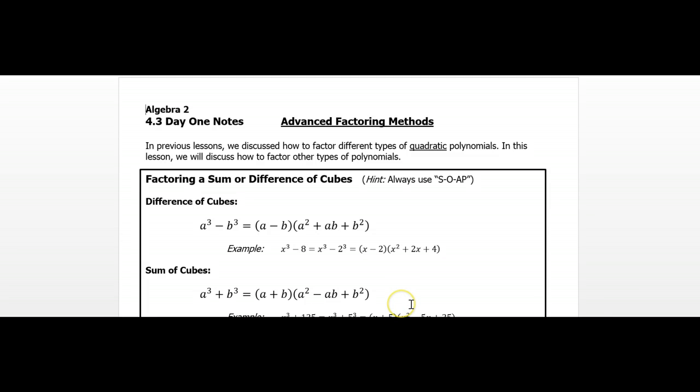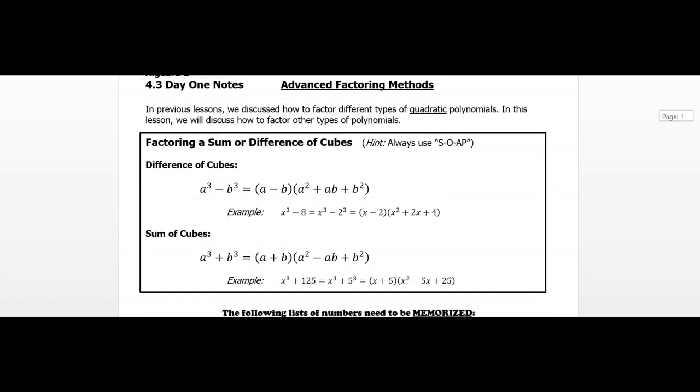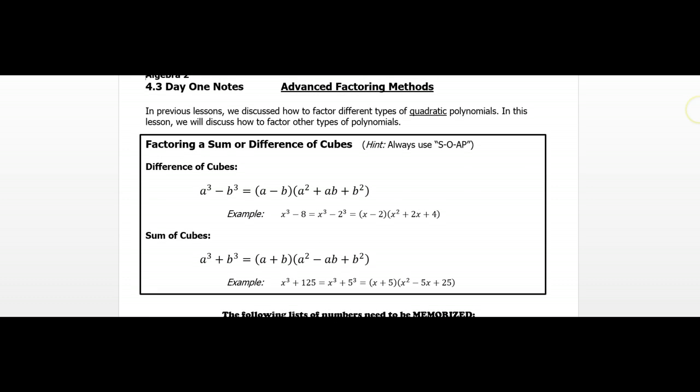Hey, 8th grade. In this next lesson, we're going to focus on some advanced factoring methods for factoring polynomials of a higher degree. The last unit we looked at how to factor quadratics. Now we're going to look at how to factor some cubics and 4th degrees and 5th degrees. And so the first factoring method I want to look at that's new is going to be how to factor a sum or a difference of cubes.